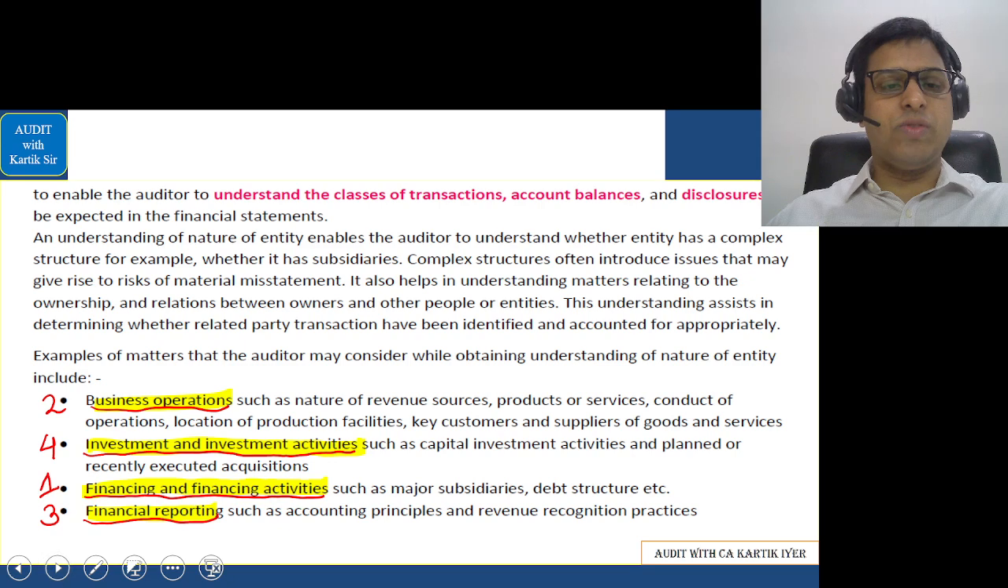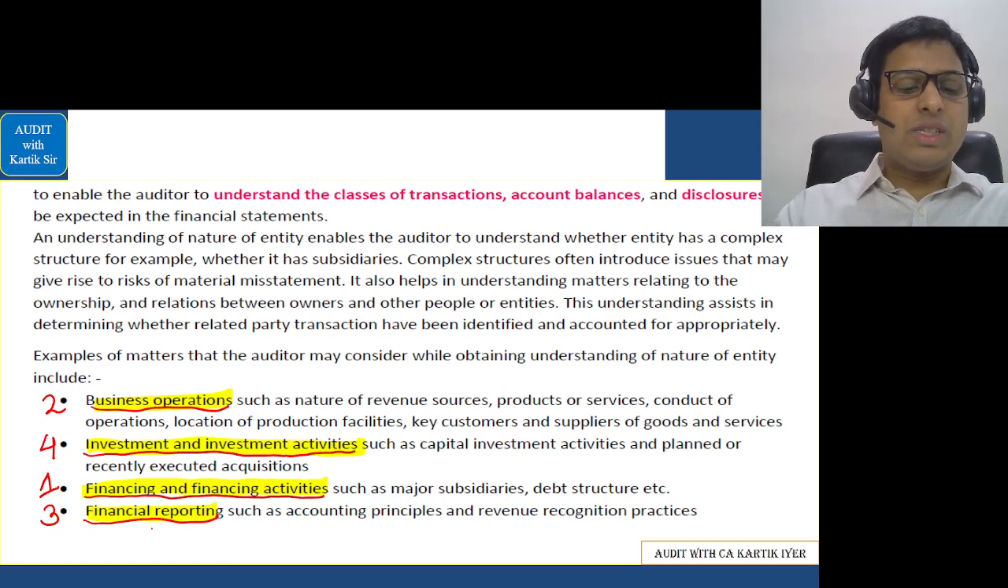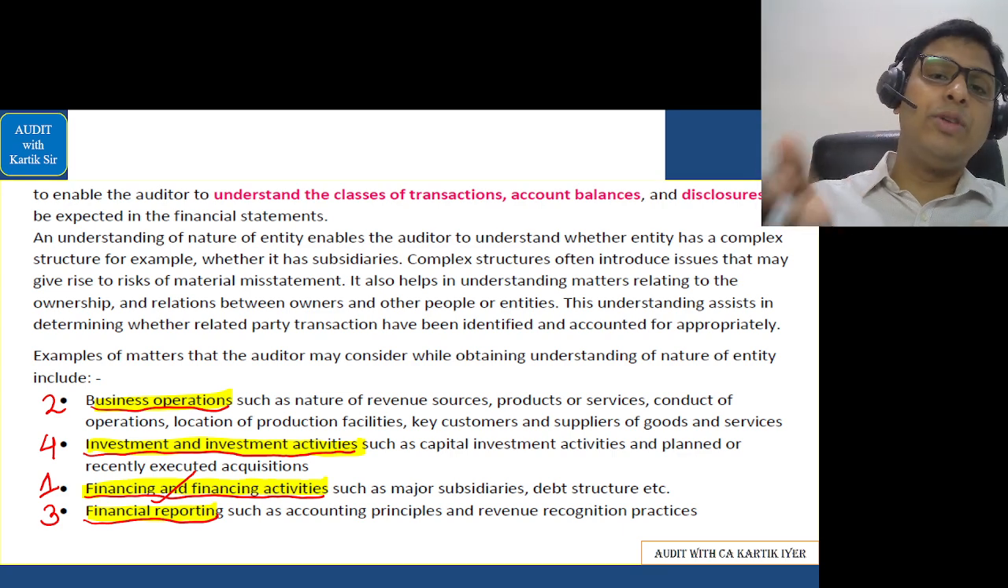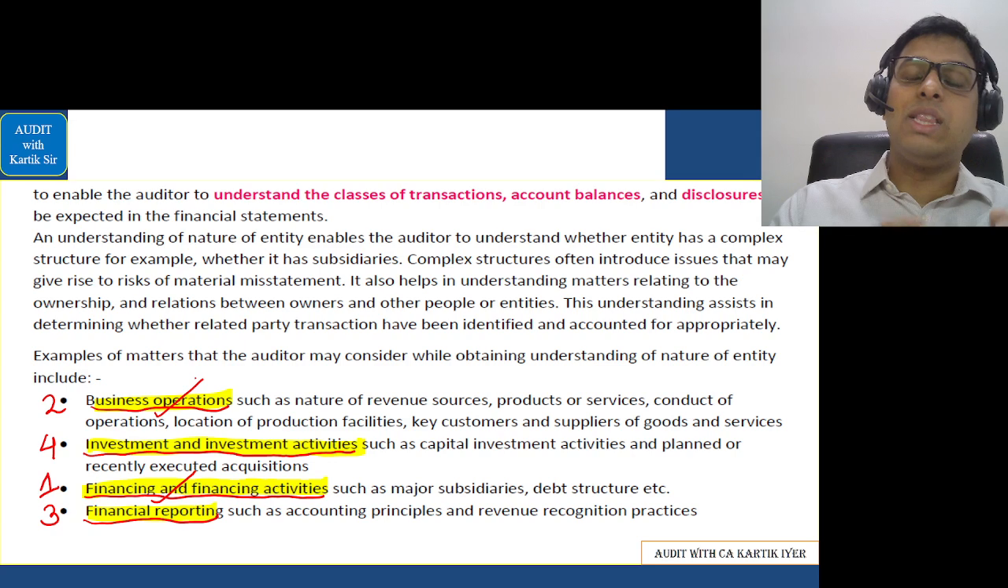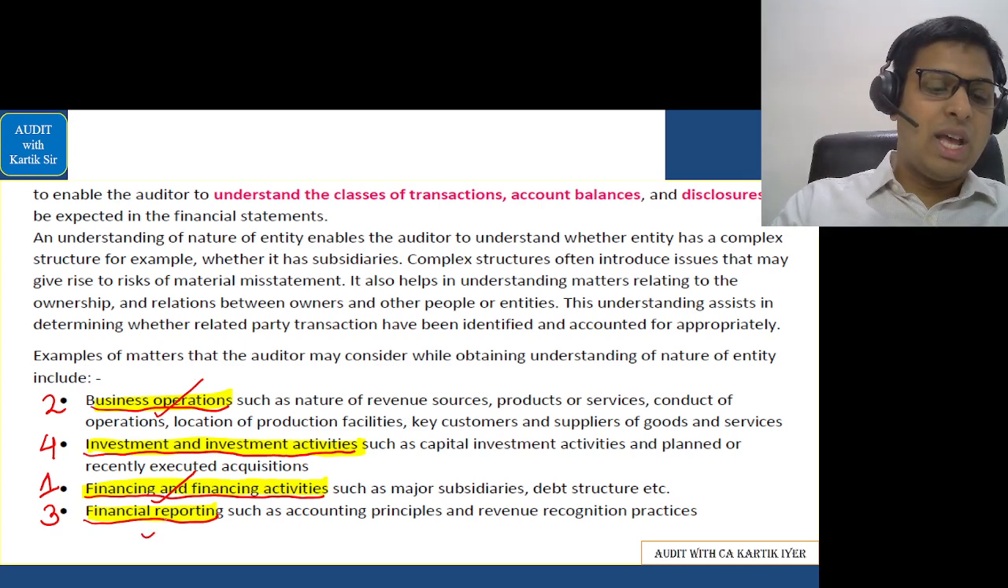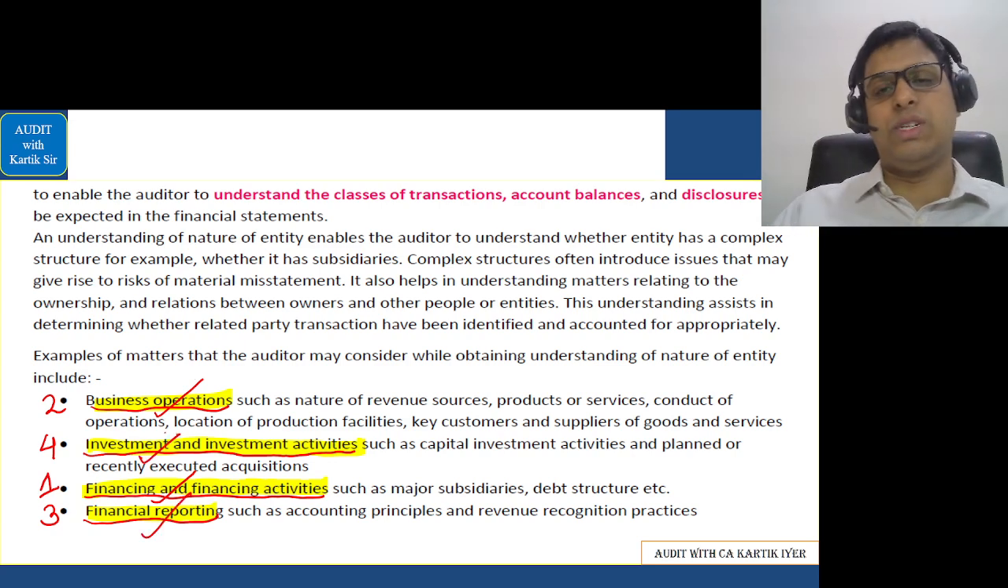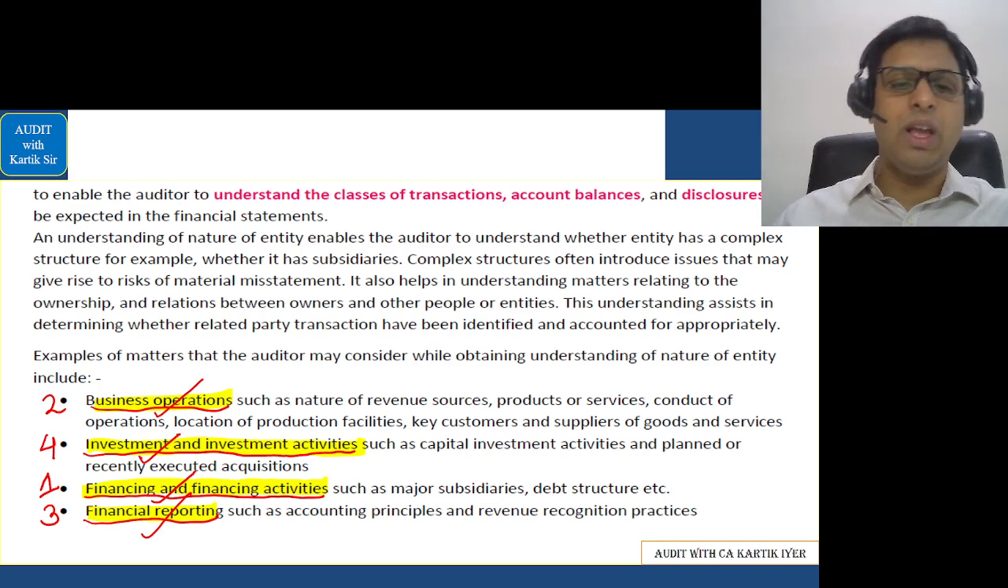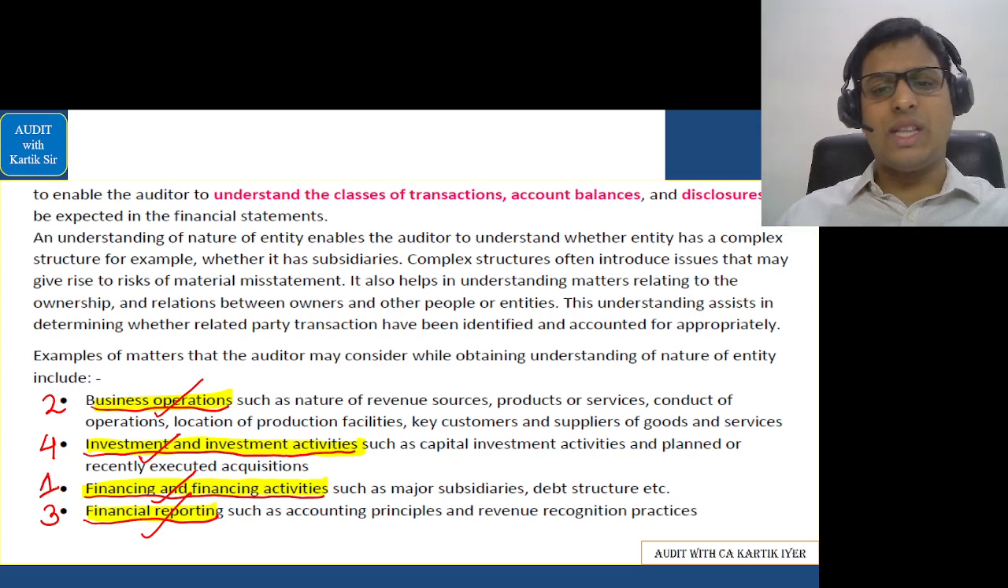And in this also we have done the examples, that is nothing but first the money will come, so financing and financing activities, then that money will be used for business operations, then we'll make our financial reports, and in that there will be an item called investments. So this is how we just ensure that the remembering part is done. Okay, and all these areas we had done the explanation in the class in depth.